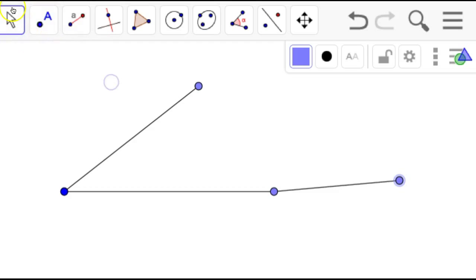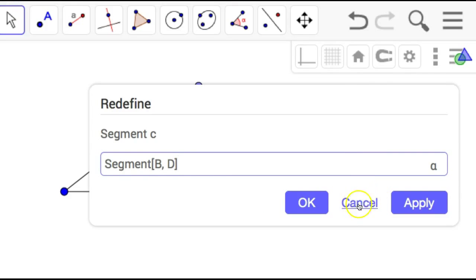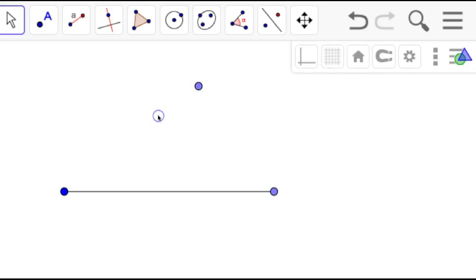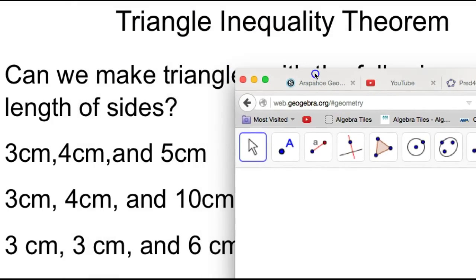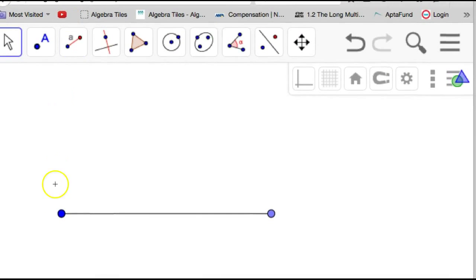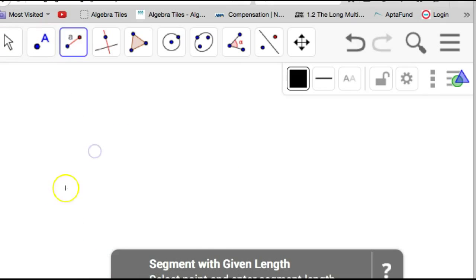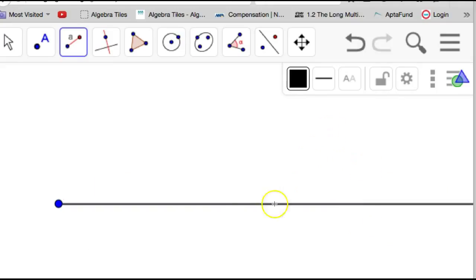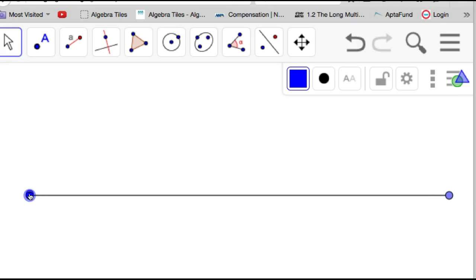So let me just get rid of that, and we'll put in the next one. And the next one was 3, 4, 10. So again, we'll start with the 10. So this one will be 10 centimeters, which goes off the page a little bit. Oops. We'll move that. Oh yeah, there we go. Got it to fit.